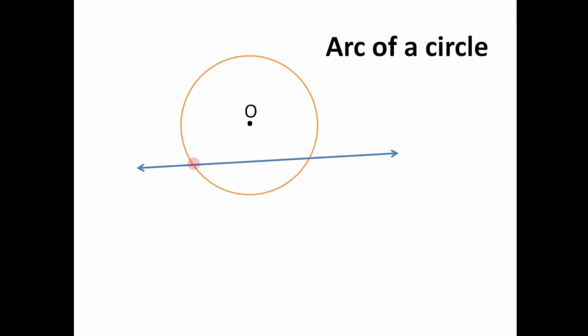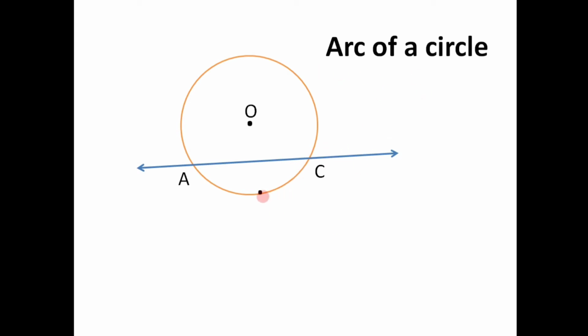The first concept we are going to learn is arc of a circle. For that let us consider one circle with center O. Suppose in the plane of this circle there is one line which intersects the circle at two distinct points. So let the 2 points be A and C. So here this line intersects the circle at point A and C, which makes two parts of a circle, and each part of a circle is called an arc of a circle.